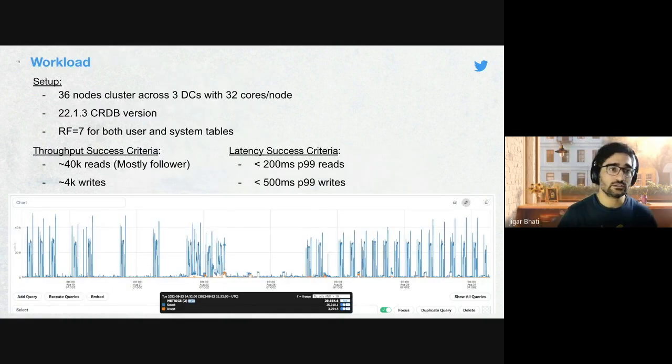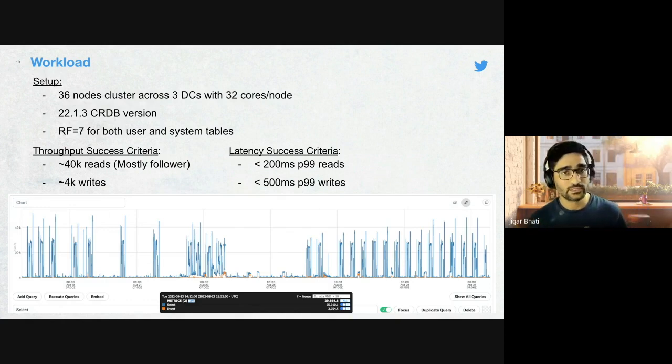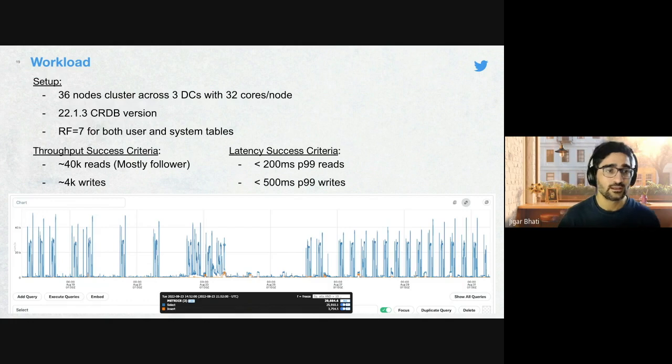In terms of workload, we have 36 nodes clustered across the data centers, so 12 per data center, and each node has 32 cores. We are using the 22.1.3 CRDB version, and the replication factor we used here is 7 for both user and system tables. And I'll get to why we chose 7 in a bit.